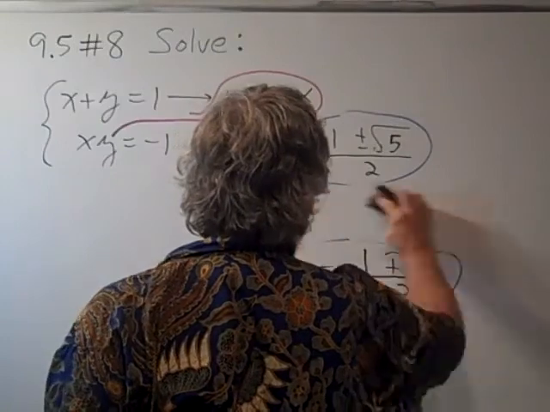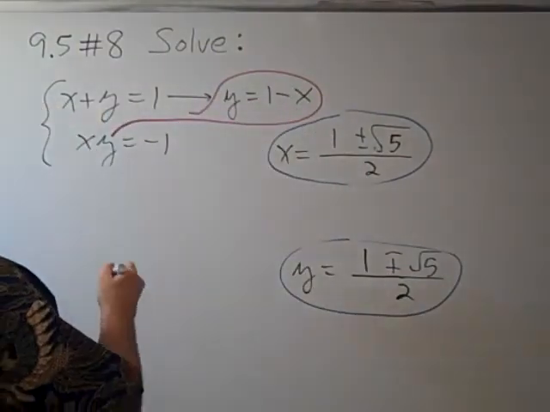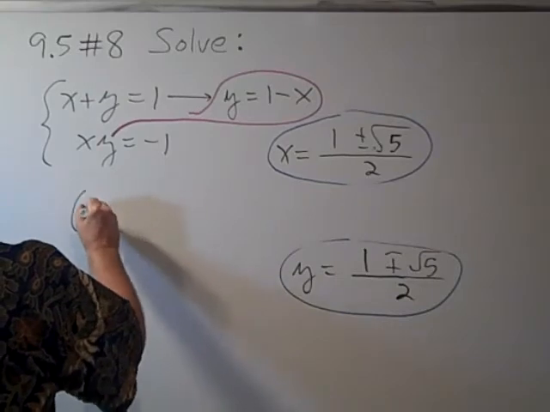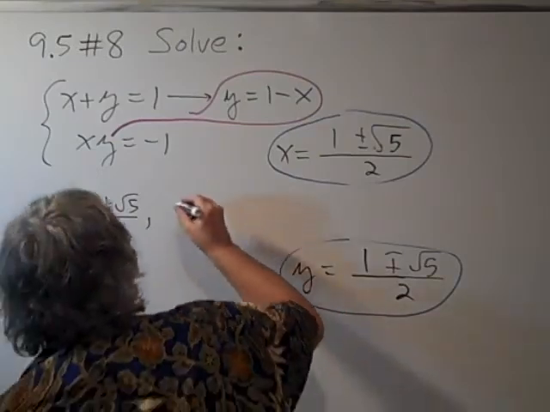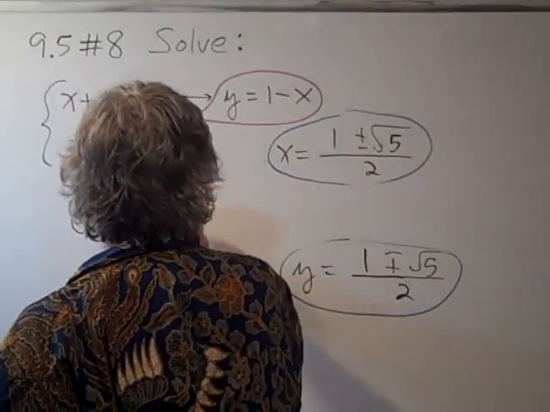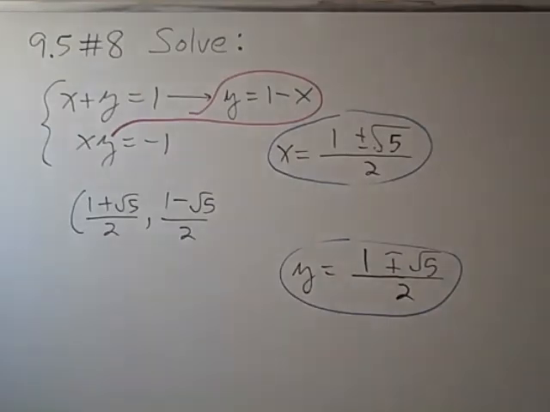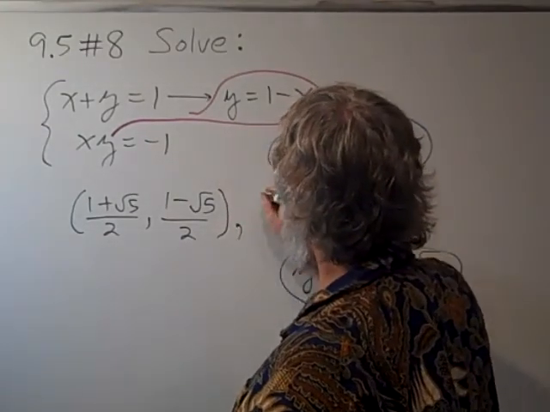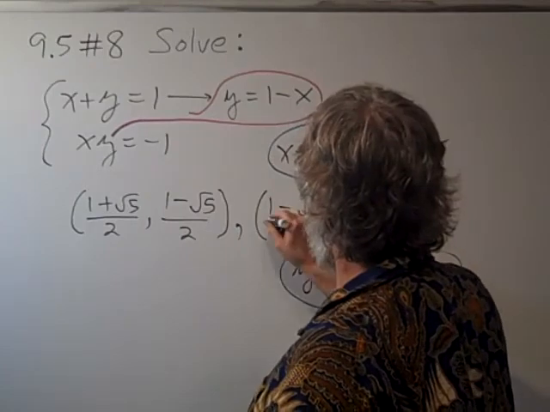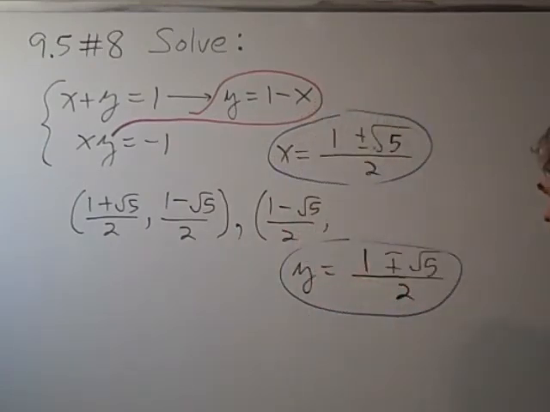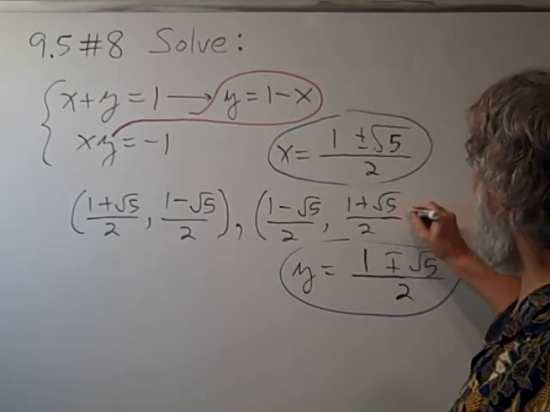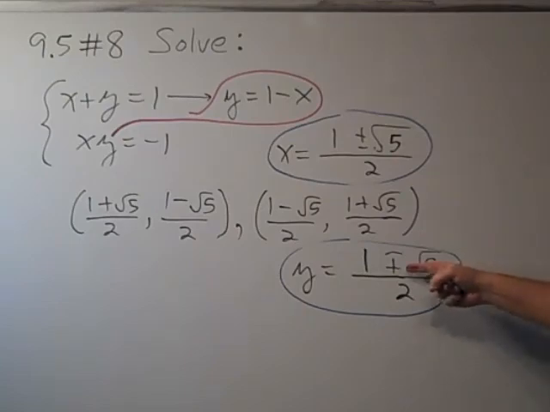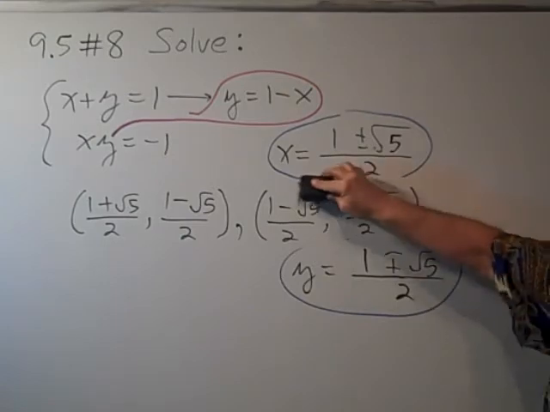So the solution points of our system, the points of intersection of this line with this hyperbola, are the points where x is 1 plus the square root of 5 divided by 2, combined with the y-coordinate of 1 minus the square root of 5 divided by 2. And the second point of intersection is 1 minus the square root of 5 divided by 2, paired with 1 plus the square root of 5 divided by 2. And so there we have our two solutions to this linear system.